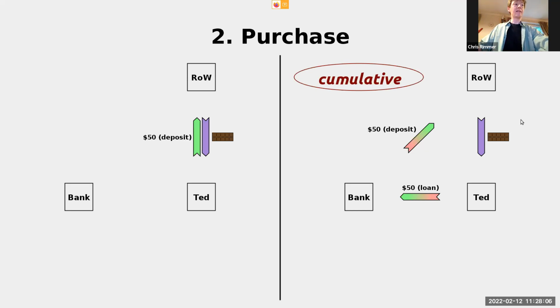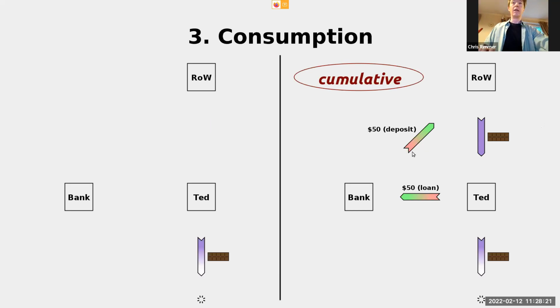Looking at the arrow heads and tails, we see that the rest of the world's raw net worth has increased by $50, but decreased by a bar of chocolate. Ted's raw net worth has increased by a bar of chocolate and decreased by $50, and the bank's raw net worth hasn't actually changed. It's increased and decreased by $50.